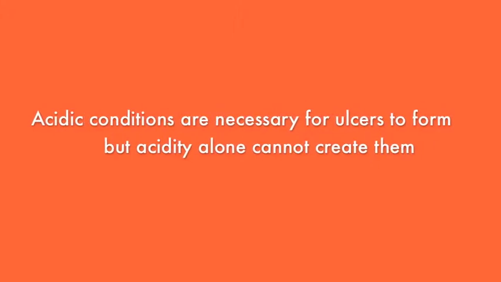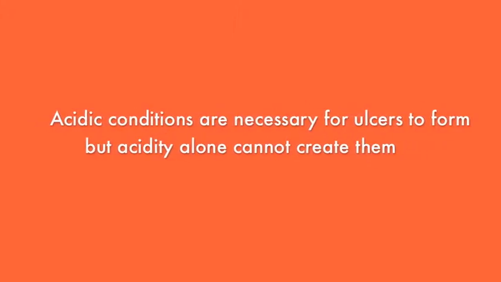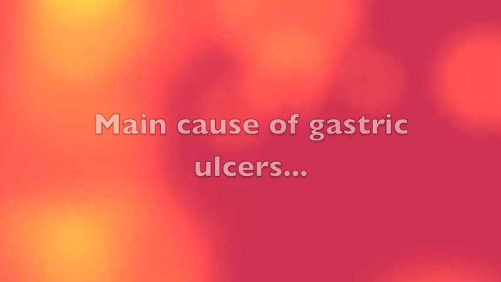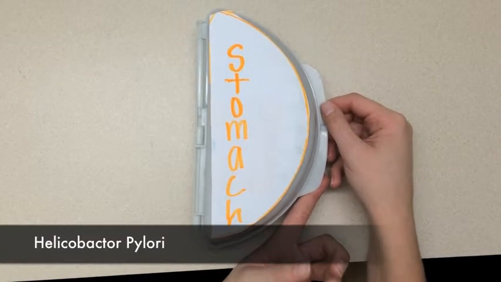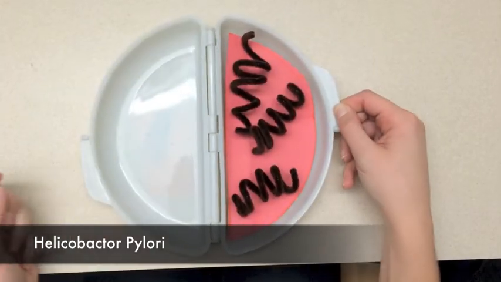Acidic conditions are necessary for ulcers to form, but acidity alone cannot create them. The main cause of gastric ulcers is a pre-existing bacteria in the stomach called Helicobacter pylori.